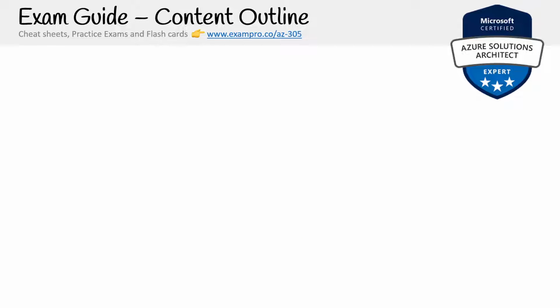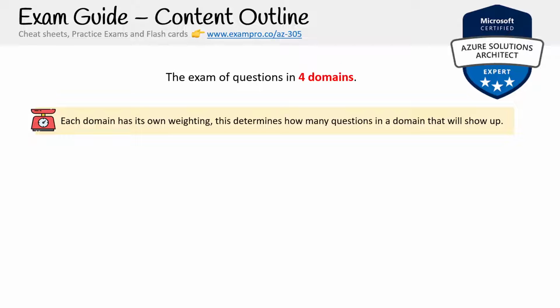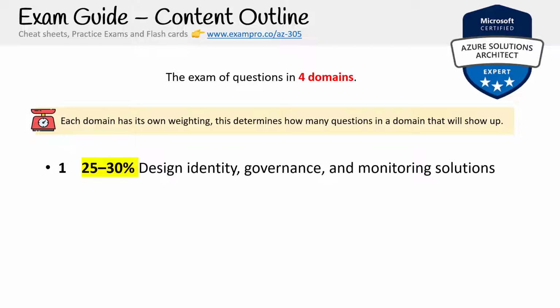In terms of the actual exam guide outline, there are 4 domains, and each domain has its own weighting. This determines how many questions in a domain will show up. Microsoft exams, they like to do a range of questions, which is not great for the test taker, but I guess it makes the exam harder. I don't personally like this. I don't like that they do ranges like this, but I guess they think that if it's more confusing, then therefore the exam must be more worth it for the end result.